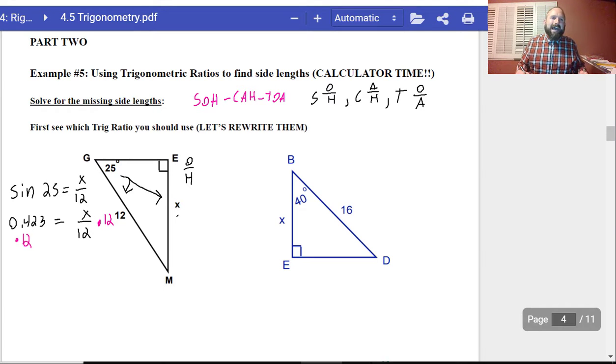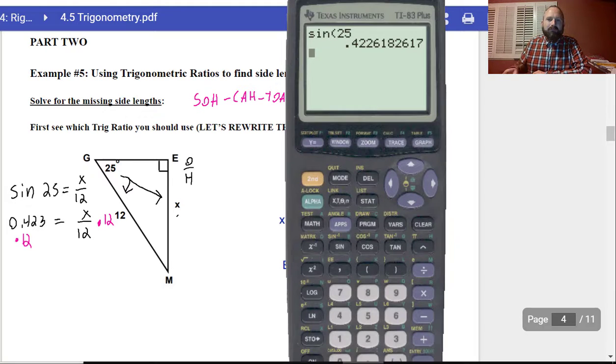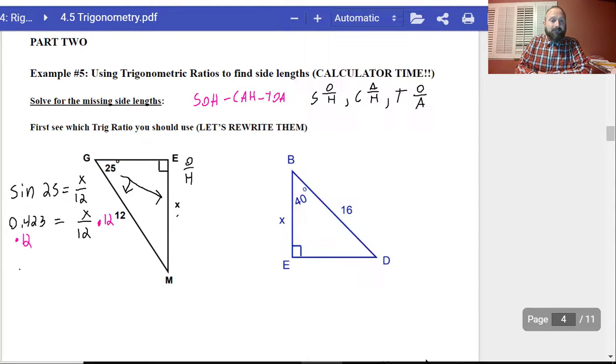So in our calculator, all we have to do is times this result by 12. Now you might be thinking, how am I going to take this whole decimal and multiply by 12? Well, if you already have it right here, sometimes you just have to push times 12, and it will give you the answer. There you go. So x is equal to 5.07.